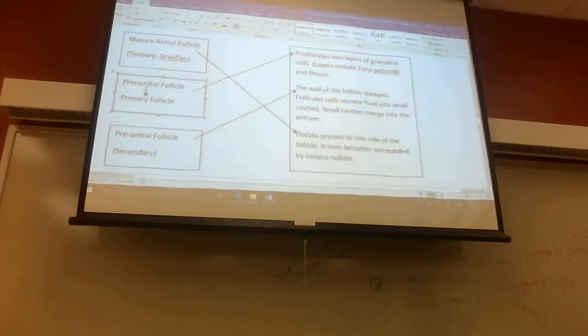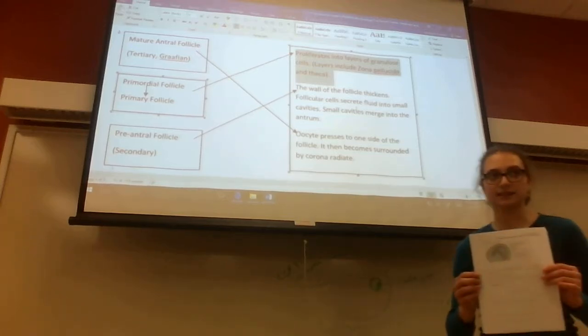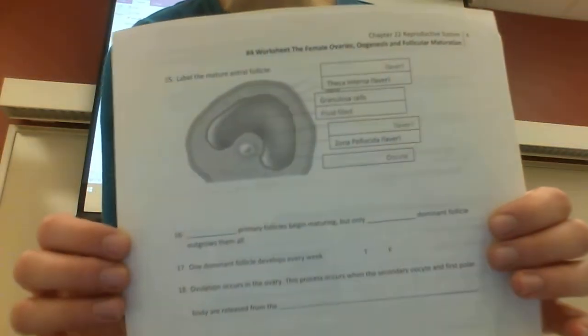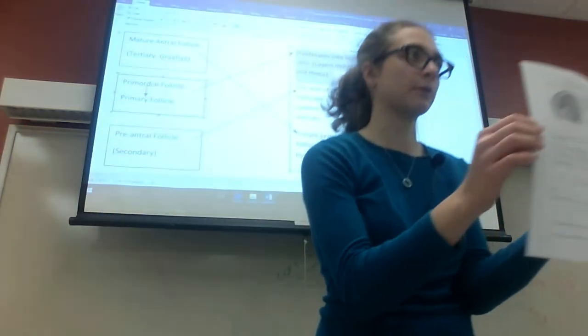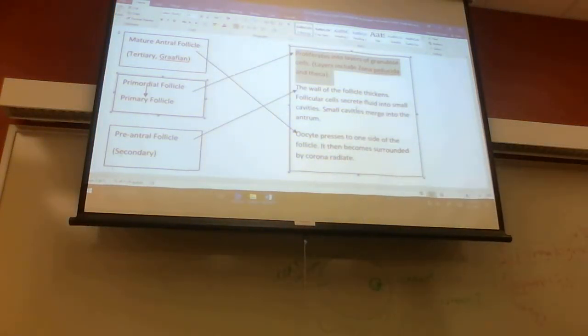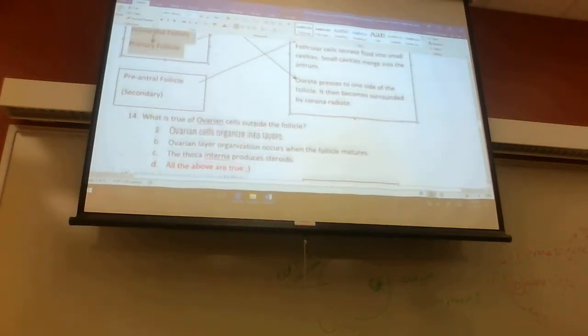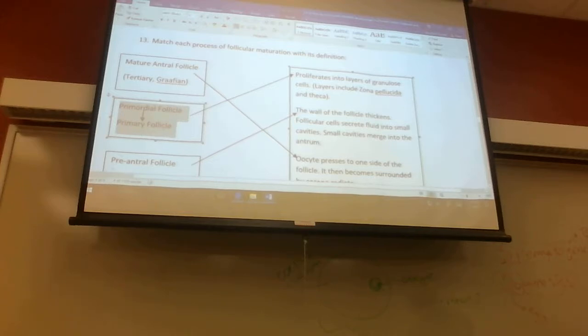This is the second. So your primordial follicle, also known as your primary follicle, proliferates into layers of granulosa cells. Layers include the zona pellucida and the theca. So this is this picture back here, and I'll pull it up. We're looking at the egg whites. We're looking at the follicle. So we're going to look at the primary follicle, which has the zona pellucida and the theca layer.